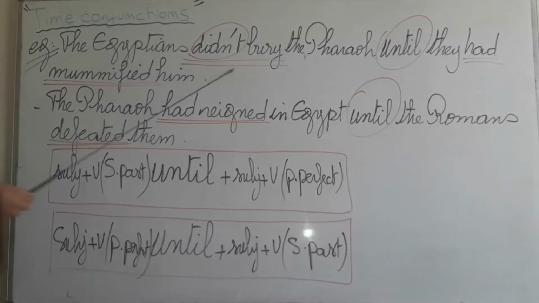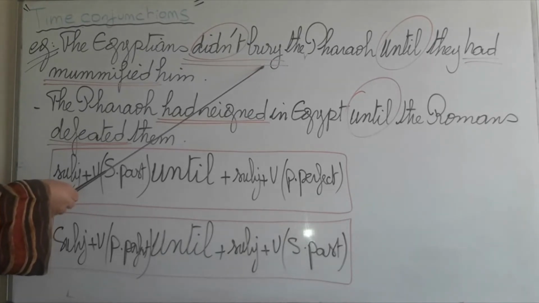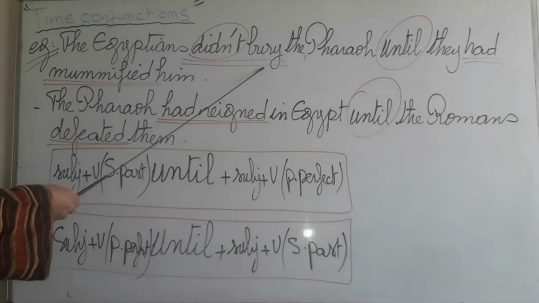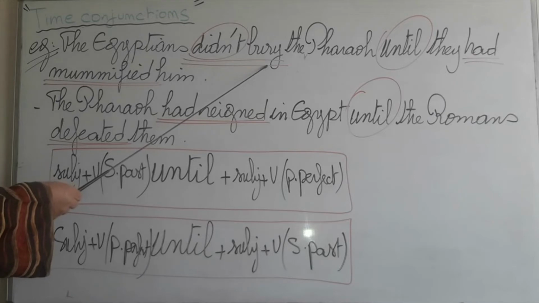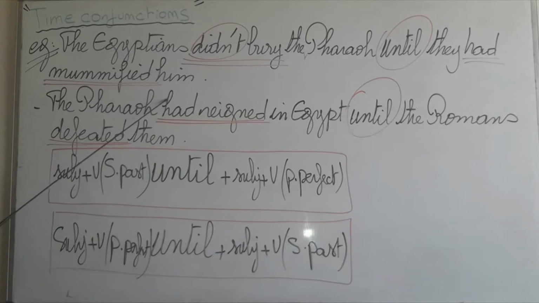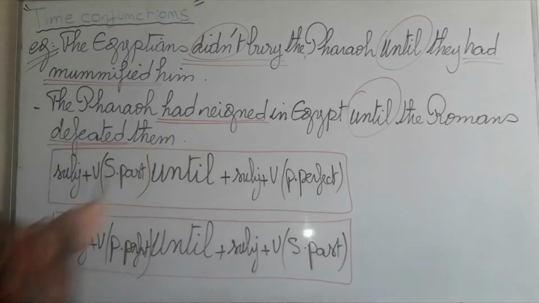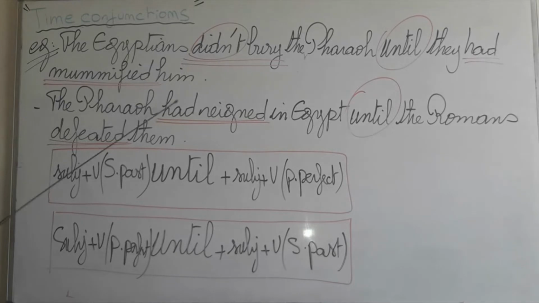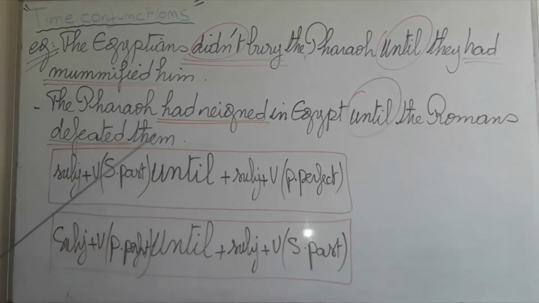Let's see example 1. The Egyptians didn't bury. I'm sorry for the first bury, I think I wrote it with a double R, which is a small mistake. Yes, it slipped by. The Egyptians didn't bury the pharaoh until they had mummified him. So they didn't bury him until what did they do? They mummified him. A second example. The pharaoh had reigned, the verb to reign, which means to rule, in Egypt until the Romans defeated him.